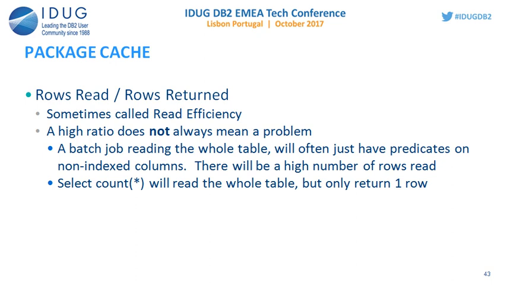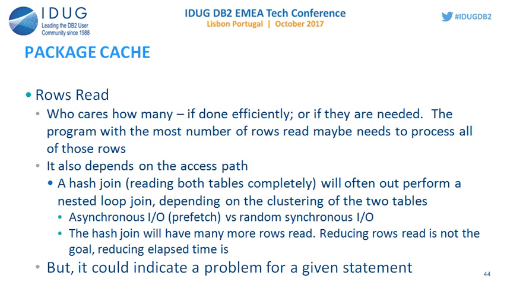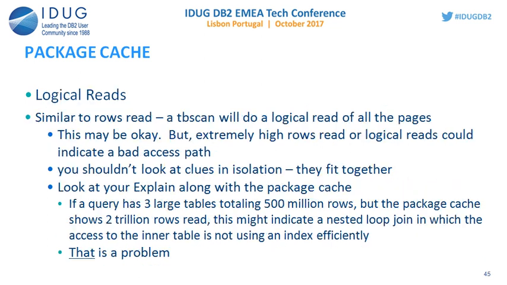If you do a select count, rows returned is 1. So if you just pick out the ones with high read efficiency, you're going to waste a lot of time looking at things that are not problems. Same with rows read. Who cares? I don't care how many rows DB2 reads as long as it does it efficiently. Or maybe it needs them. For a given individual statement, it could represent the problem, so I will look at those when I'm analyzing a particular statement.